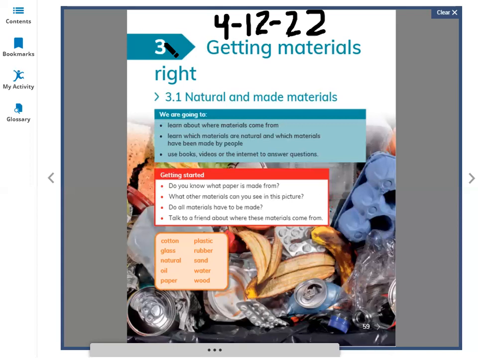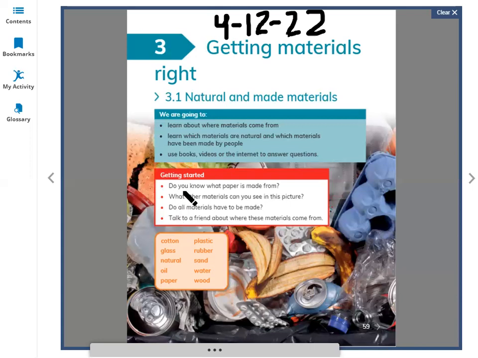So let's find out what we are going to study in this lesson. Learn about where materials come from. Learn which materials are natural and which materials have been made by people. Those things that are natural, and some of the things that are made by people. Use books, videos, or the internet to answer the questions.